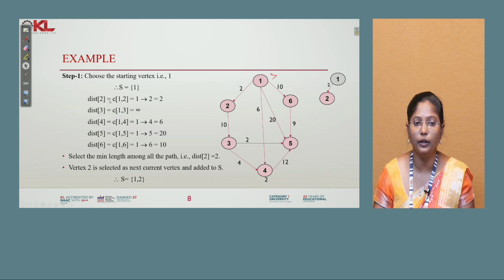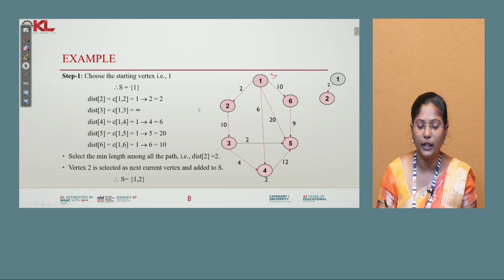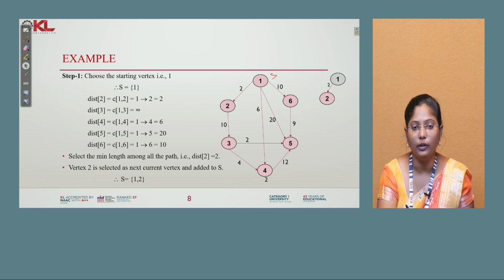So distance of 2 equals C of 1 comma 2, right. This is 2, and distance of 3 is not available directly, so that is why I am giving it as infinity. Distance of 4 is 6, right. Then distance of 5 is 20 and distance of 6 is 10. Then what do we need to do? We have to find out which one is the minimum, right.